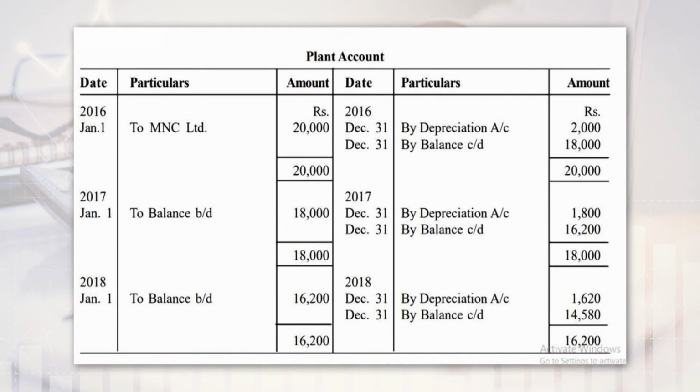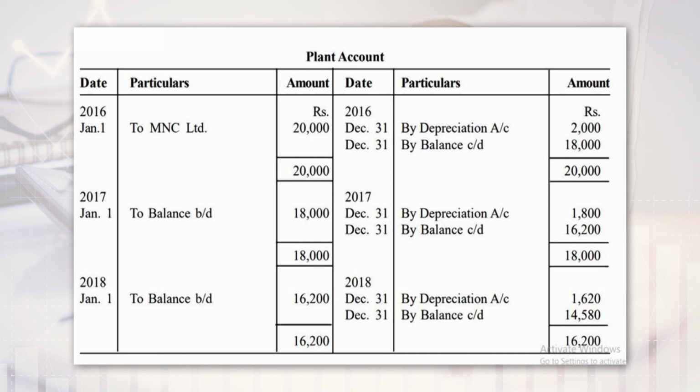Now the plant account. In the books of the buyer, the plant account will be made. The entry was plant account debit to hire vendor, MMC, 20,000. We will charge the depreciation. Depreciation is charged at the rate of 10%, 2,000. By balance carried down 18,000, total 20,000.